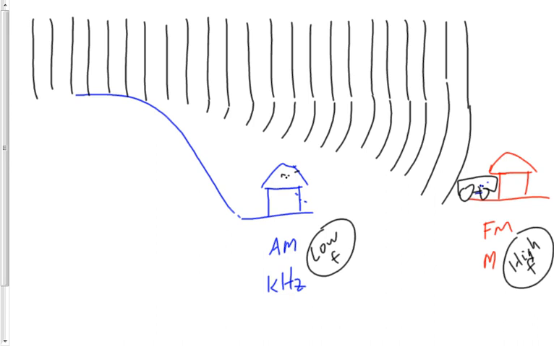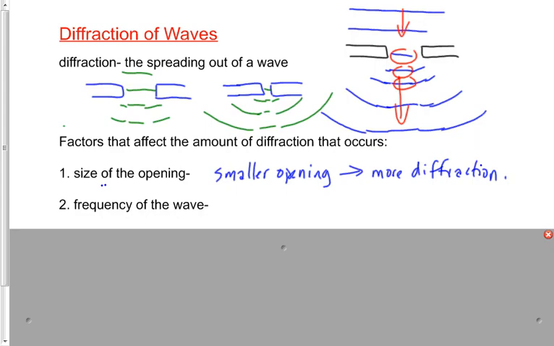If we go back to the page of notes here, the frequency of the wave, we're going to say lower frequency, more diffraction. I could hear AM in my apartment. I couldn't hear FM in my apartment because AM, which is kilohertz, diffracts more over the edge of the hill than FM, which is megahertz. To this day, almost 20 years later, that's how I remember that small frequencies diffract more than big frequencies.